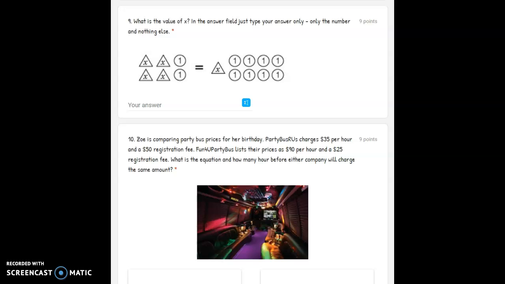Whatever your answer is, when you're filling out your Google form here, simply put only your answer. So for example, if your answer was 100, in the answer field, you would type 100.